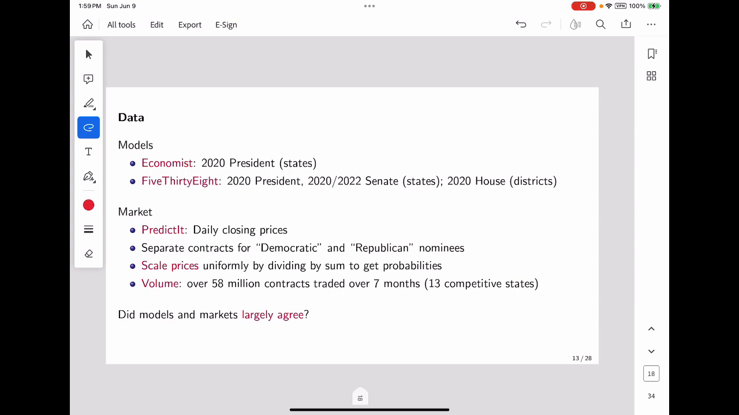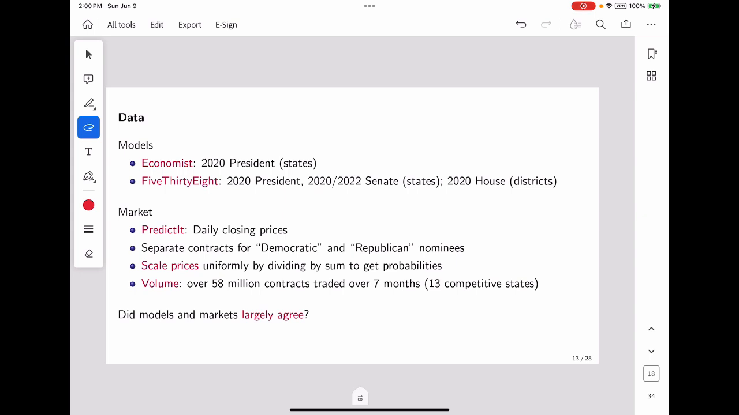And we'll scale the prices in order to make sure that they can be interpreted as probabilities in the manner that I described. So if the sum of the probabilities is larger than 1, we'll scale the prices down slightly, and if it's smaller than 1, we'll scale them up slightly so that they add up to 1.